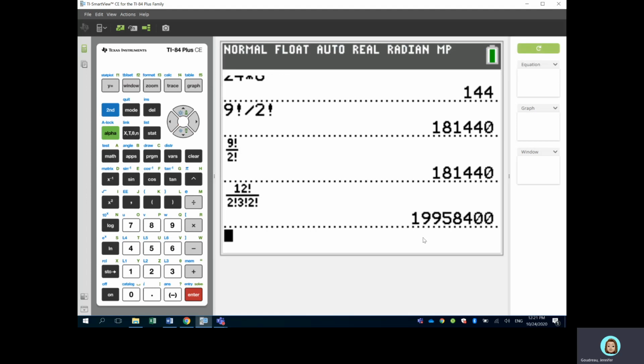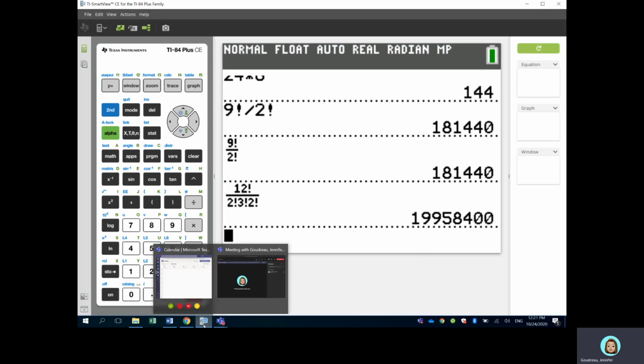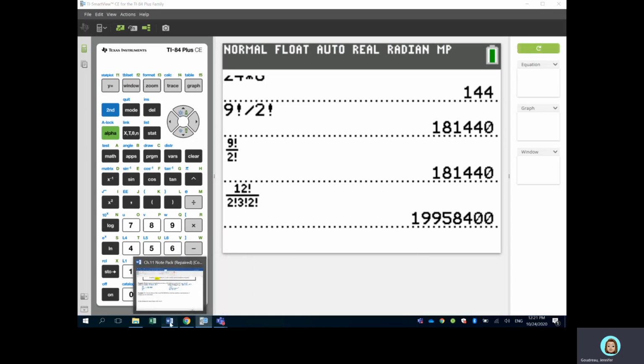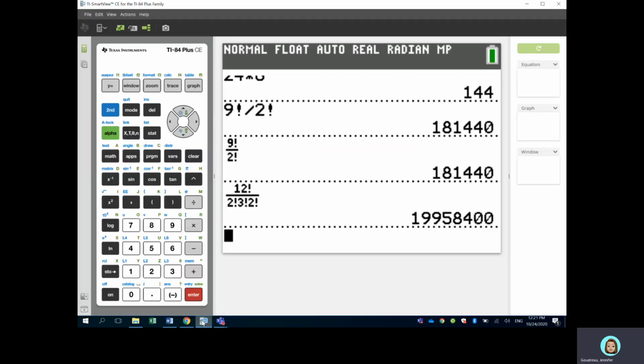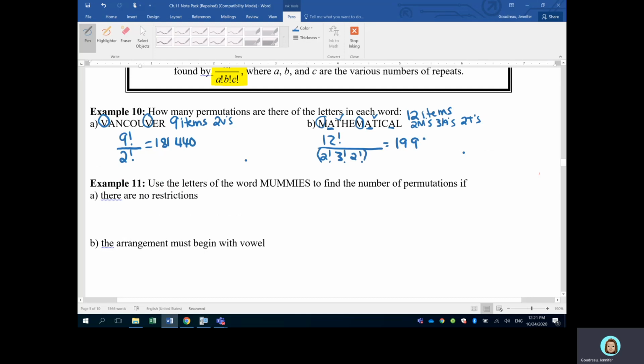We do get a fairly large number here, but keep in mind that 12 factorial is a fairly large number in and of itself. So in this, we have 19,958,400. So a relatively large number there.